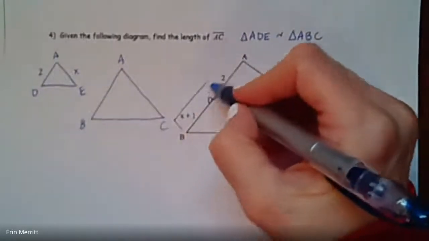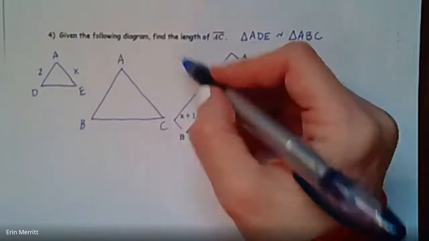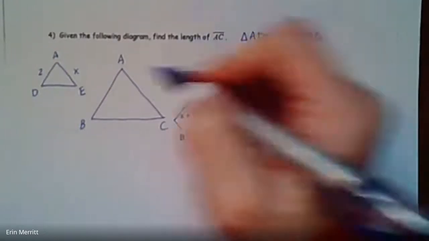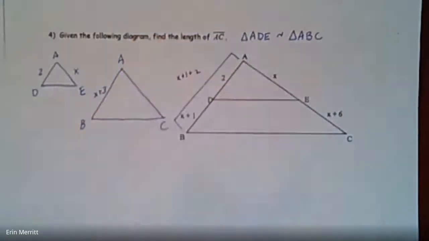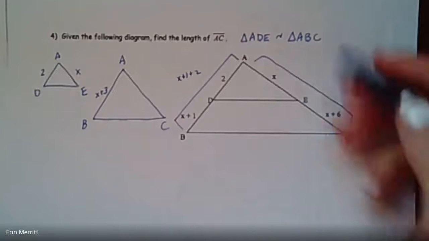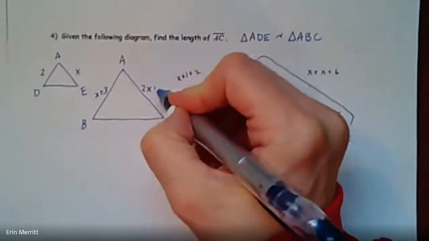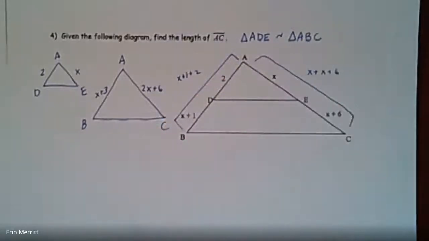And now put all that together. So that full length, X plus 1 plus 2, is really going to be X plus 3 here. And then this full side length, you're adding those together. So X plus X plus 6 would really be 2X plus 6, just like that. And now you can set it up.